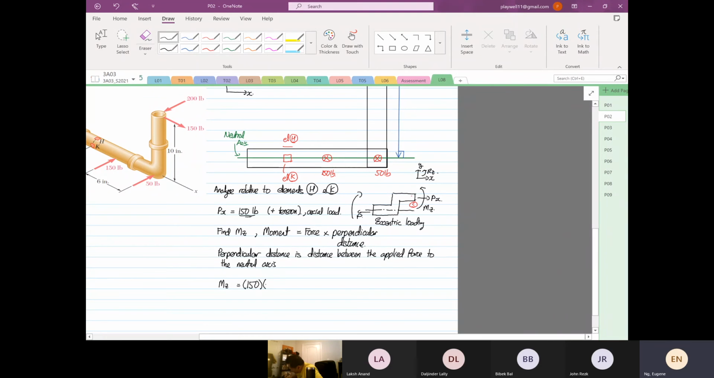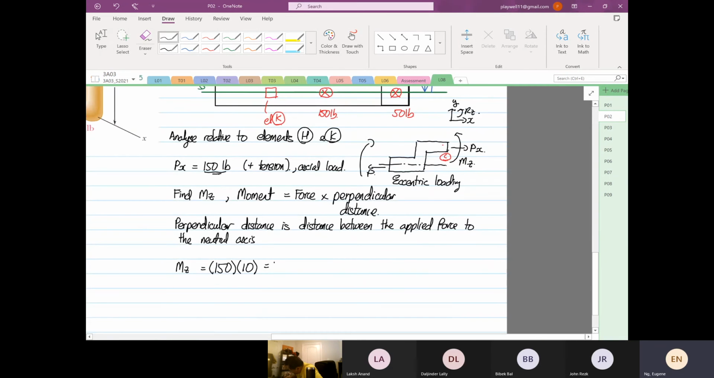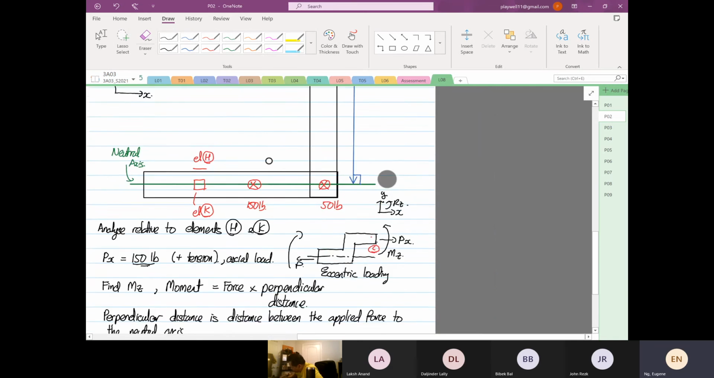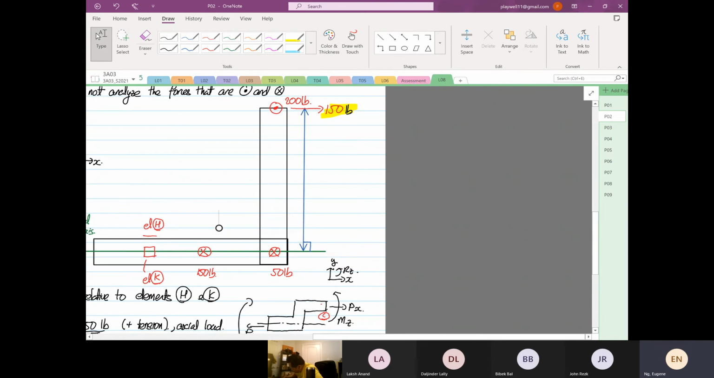Multiplied by perpendicular distance of 10 inches. So this is equal to 1,500 pound-inch, and it's rotating in this direction, right? So we know that based on the moment, it's going to rotate in this direction, moment in Z. So don't forget what I taught you. This will be in tensile.